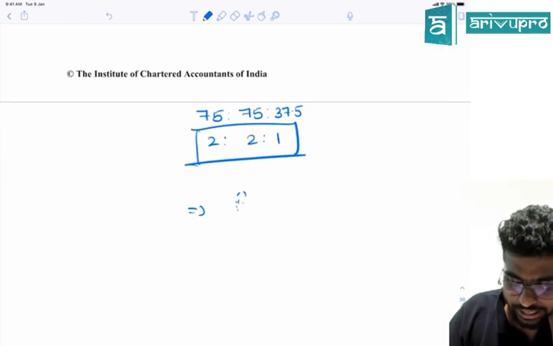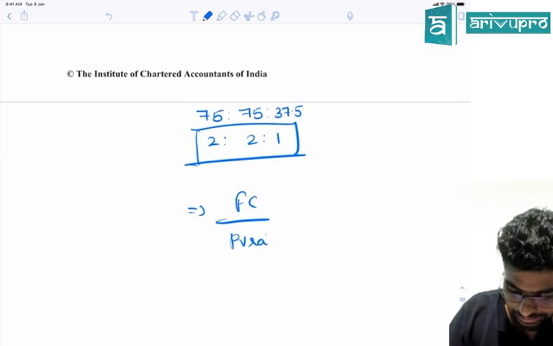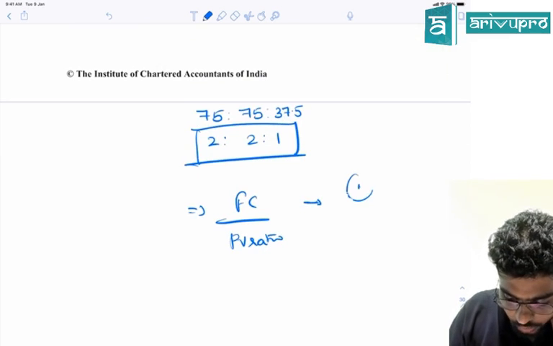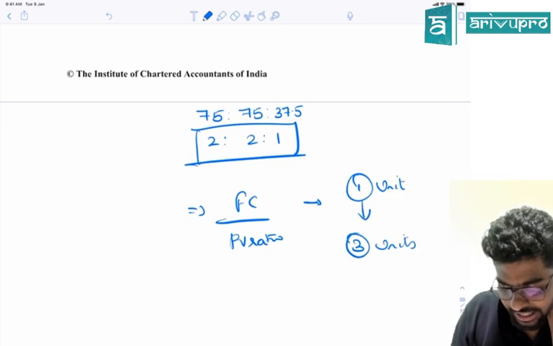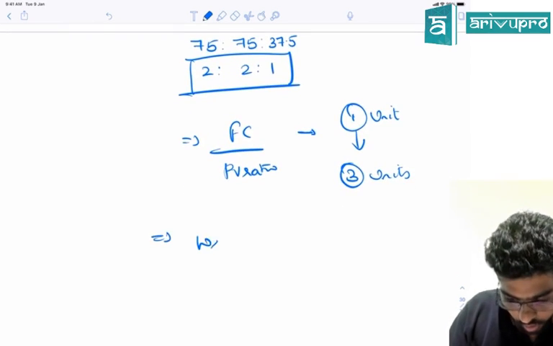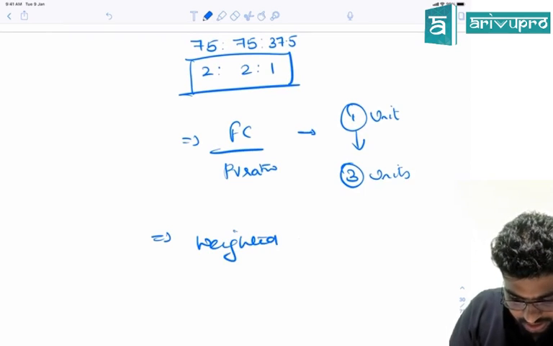This applies when I have 1 unit. In this given question, I have 3 units. So I have to find the weighted average of 3 PV ratios.